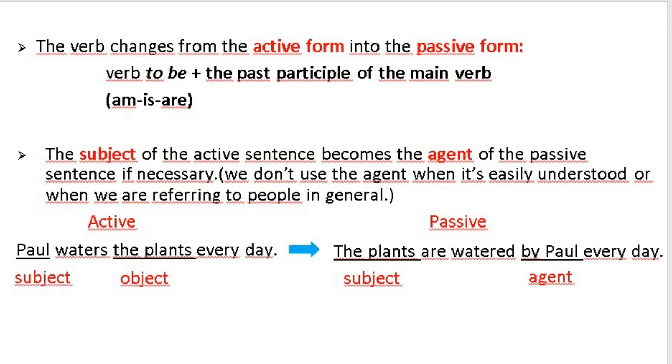Now let's look at the passive form. The plants are watered by Paul every day. What are watered by Paul every day? The plants. So in this sentence, the plants is our subject. Who does the action? Paul does the action. But we used it with by Paul. So by Paul is our agent.